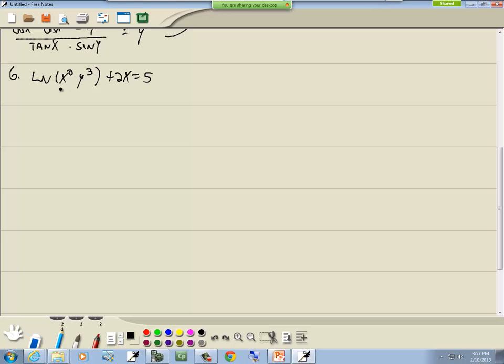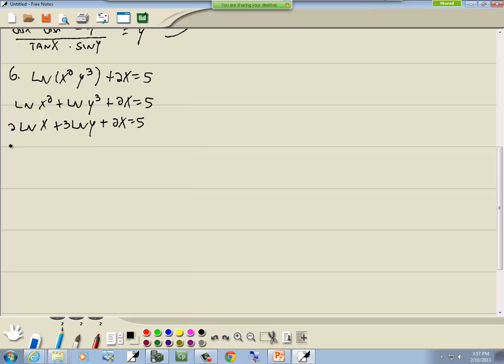Well, multiplication becomes addition. So I can rewrite this as natural log of x squared plus natural log of y to the third plus 2x equals 5. Now remember with logs, if you have a log of something to a power, you can take the power and put it on front of the log. So this becomes 2 natural log of x plus 3 natural log of y plus 2x equals 5.